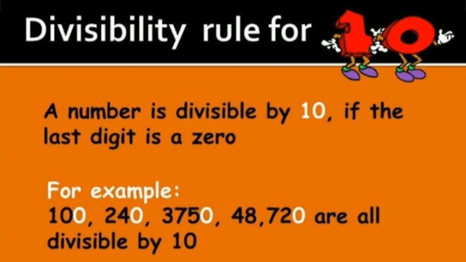Next rule, divisible by 15. A number is divisible by 15 if it is divisible by both 3 and 5. The given number 14,265 is divisible by both 3 and 5, therefore it is divisible by 15. Once again, notice here that 3 and 5 are the factors of 15, and they are co-prime numbers.